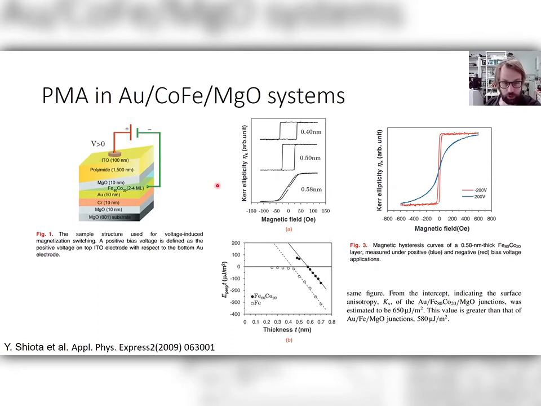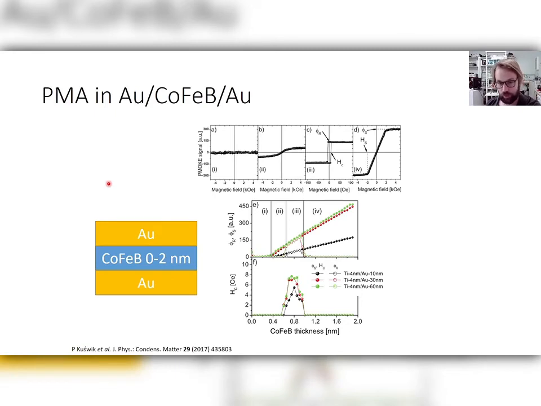But in the literature it was found that this alloy of iron with cobalt could exhibit perpendicular magnetic anisotropy, deposited onto gold and covered with MgO. But up to today there were not very many results without the MgO layer, so we don't know if this MgO layer is crucial for achieving perpendicular anisotropy.